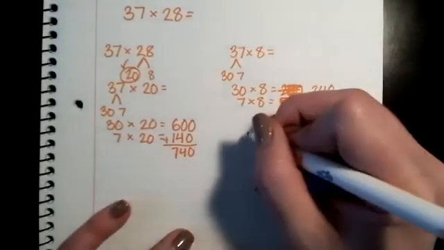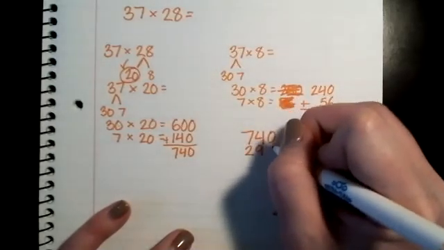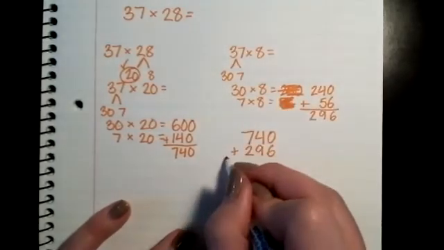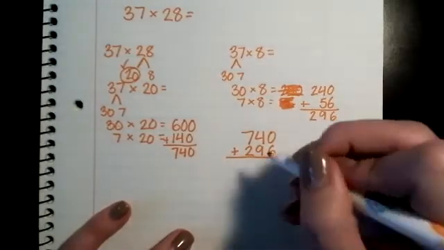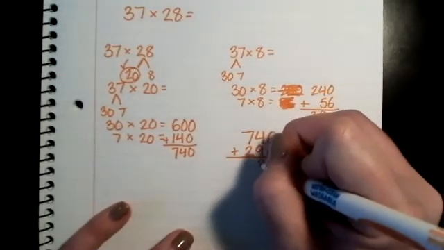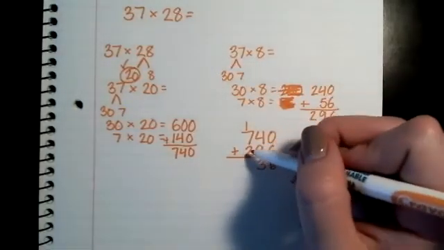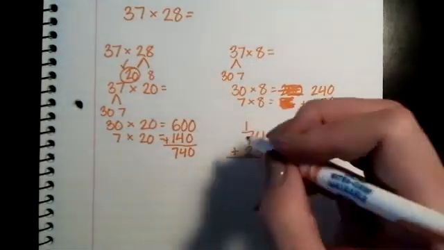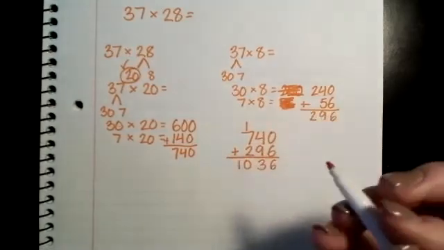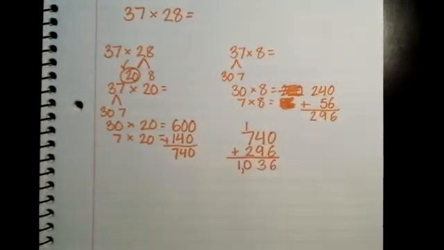So I need to take my 740 plus 296. Figure out what I get. 6 plus 0 is 6. 9 plus 4 is 13. Carry that 1 into my hundreds place. 7 plus 2 is 9, plus 1 more is 10. Which means my final answer is going to be 1,036. Okay, 1,036 students.